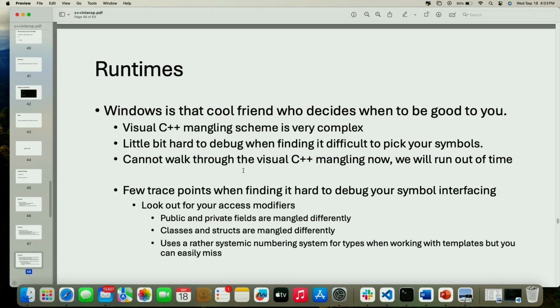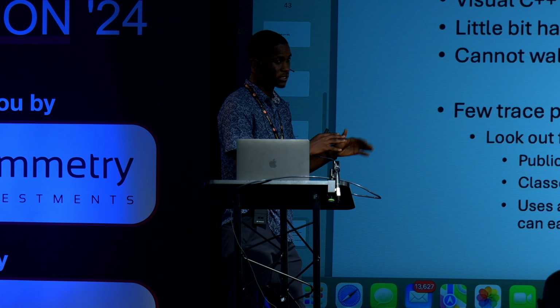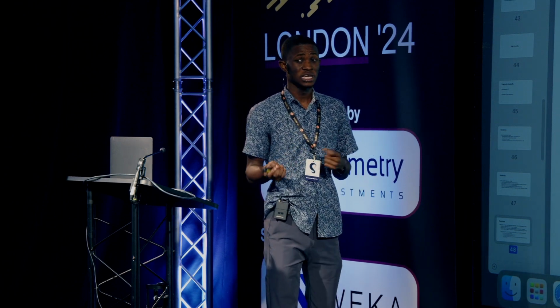So there are a few trace points when finding it hard to debug your symbol interfacing. Look out for access modifiers. Visual C++ mangles private fields and public fields differently. So if you create a simple class in C++, let's say void foo in class A, and the class is private by default in a C++ class, it is going to mangle it differently. If you declare public on it and you try to call with the same interface you are using, it's not going to work because the Visual C++ mangling is going to mangle it differently.